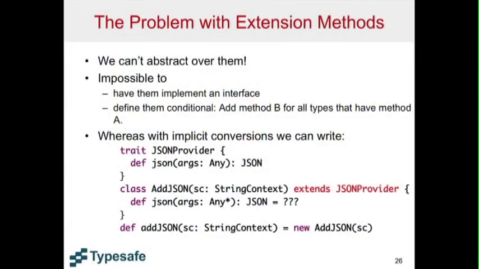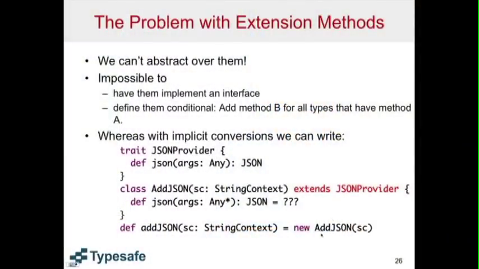But there's a problem with extension methods, and that's why I have refused to put them in every time the cry came up. And that's that we can't abstract over extension methods. That means an extension method can never implement any interface, and it also can't be conditional. So we might want to say, well, we want to add a method B for all types that already have another extension method. We can't do that. They are static. They are there or not there. You can't do any sort of higher level abstractions.